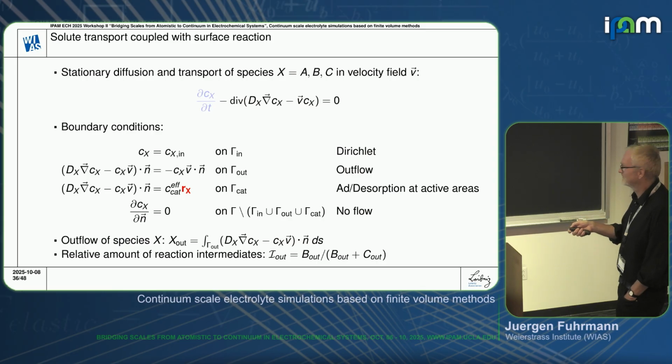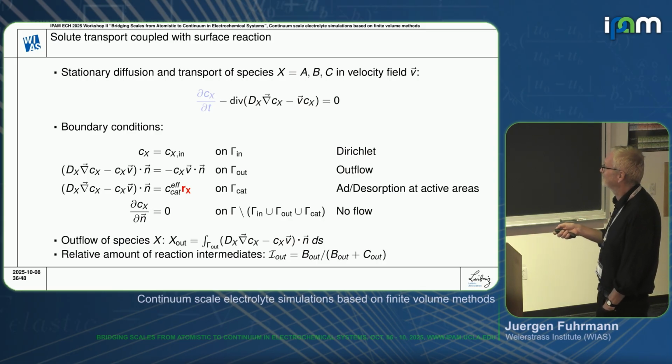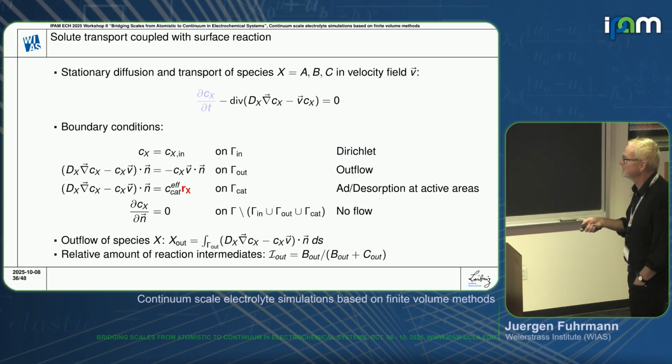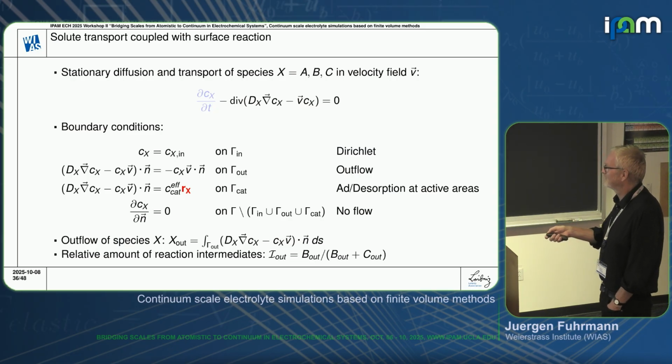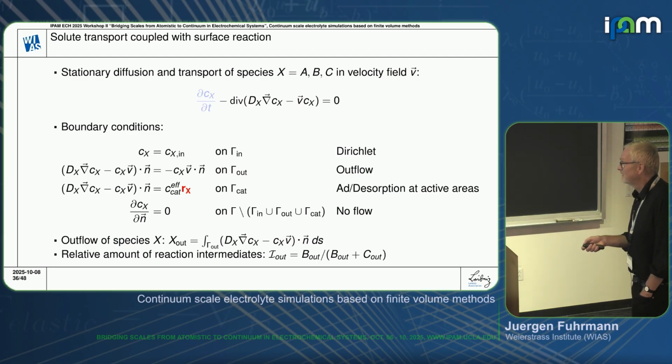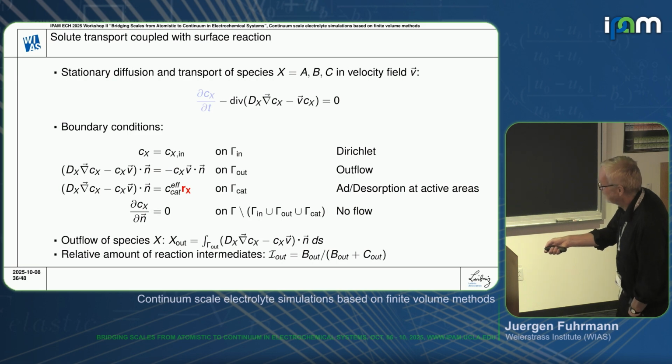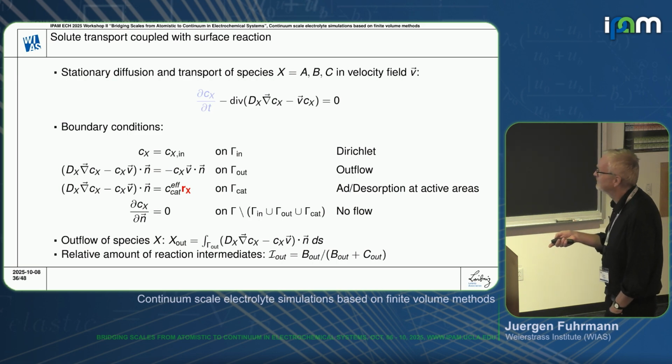We have then three species. This is kind of in a more expert setup, three species, A, B, and C, which are all transported by this convective diffusion equation. Then we have corresponding inflow boundary condition, outflow boundary condition, and reactive boundary condition at the catalyst interfaces. We can measure the outflow of the species, and we can also measure the relative amount of reaction intermediates by just taking the amount of species at the outflow over the summary outflow of the products.